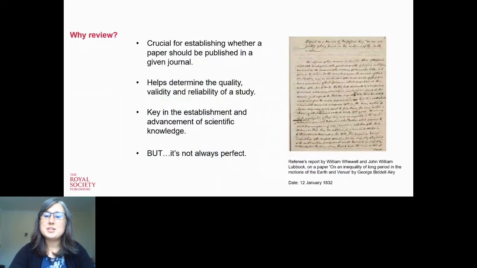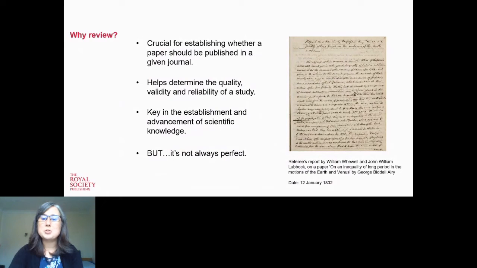There are a number of reasons that peer review is so important. First and foremost, the establishment and advancement of scientific knowledge relies on the publication of academic papers. This in turn relies on a robust peer review process. Therefore, peer review plays a crucial role in helping to determine the quality, validity, and reliability of a study, and ultimately whether it should be published in a given journal.